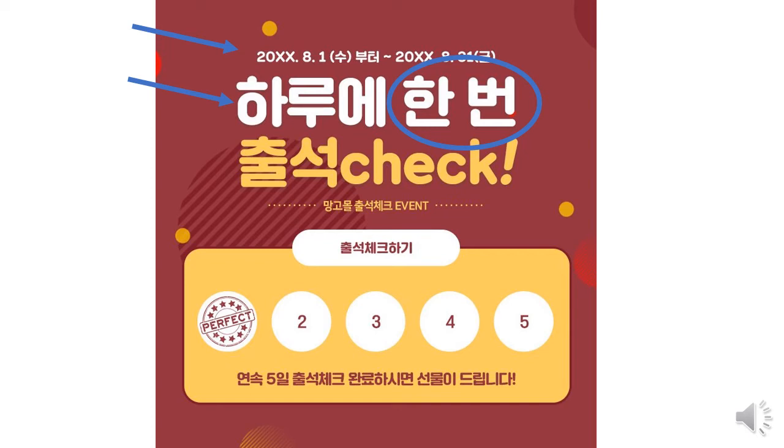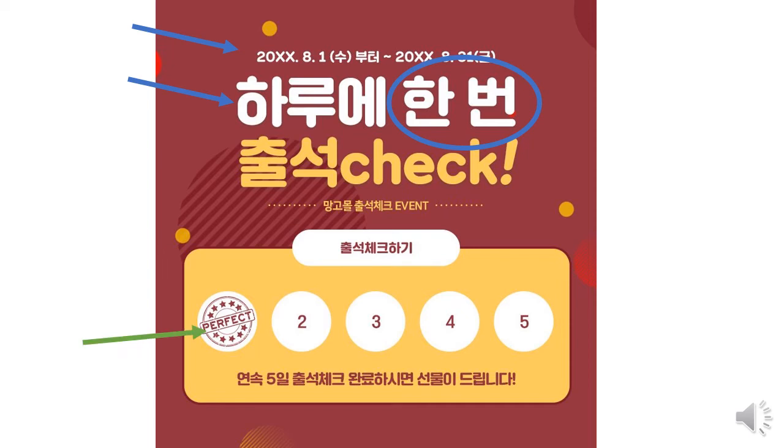Now, these are not Sino numbers. It's because this expression is very colloquial. We say this expression a lot. It's like verbal, colloquial expression. So we use native Korean expression 하루에 한 번, once a day. We say it all the time.